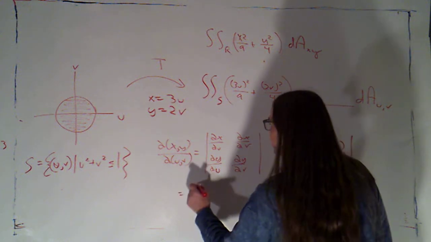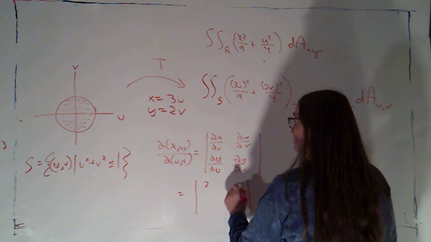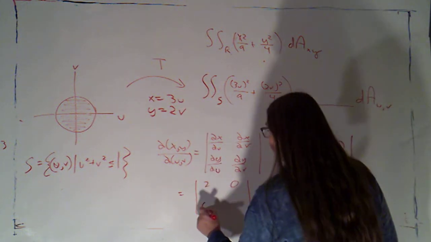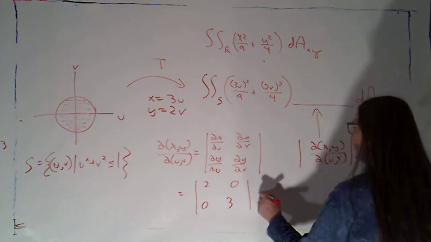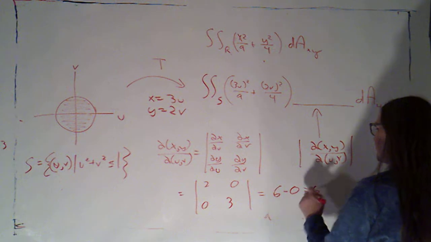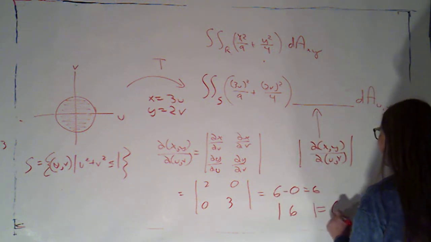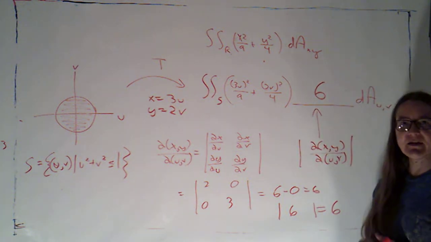Okay. So let's see. Partial of x with respect to u is 3. Partial of x with respect to v is 0. Partial of y with respect to u is 0. Partial of y with respect to v is 2. That determinant is 6 minus 0, which is 6. And the absolute value of 6 is also 6. So my scaling factor will be 6.